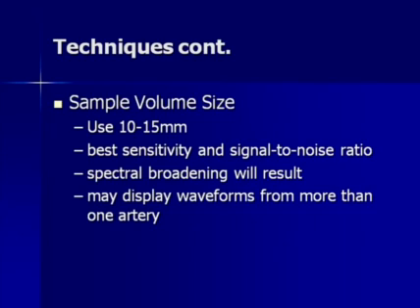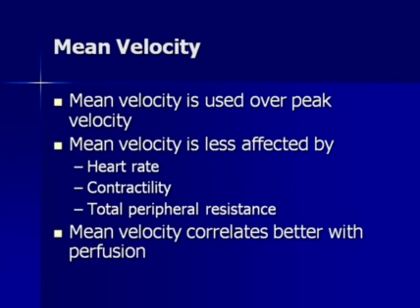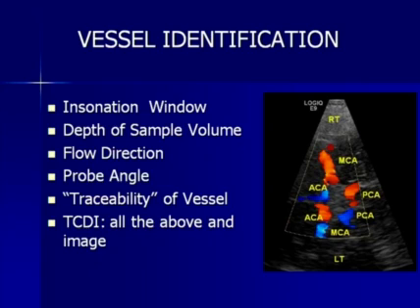Sample volumes are usually wider than the vessel. That's obviously so we can find these small vessels and achieve good sensitivity while keeping the signal to noise ratio at a minimum and reducing the background noise. But because the sample volume is large, we'll get spectral broadening, and we may get more than one artery displayed. We use mean velocity, as I mentioned, over peak, because mean velocity is less affected by heart rate, contractility, peripheral resistance, and it correlates better with the overall perfusion to the brain.